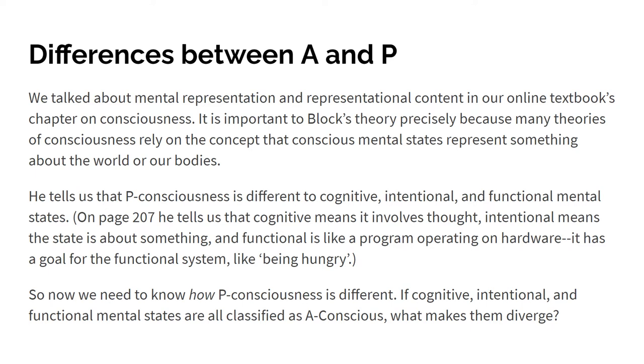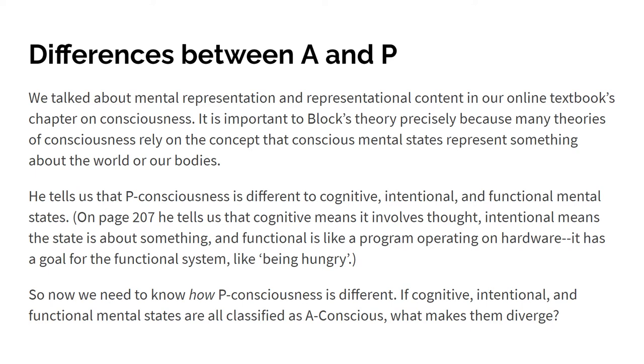Recall from the previous lecture that most theories argue that everything is representational, and that's the totality of consciousness, is how we represent the world and how we represent our minds in our own experience. And Block is saying, no, it's a mongrel concept, and we need to break it down into A and P because they're two different things. And he tells us why he thinks phenomenal consciousness is different to access consciousness.